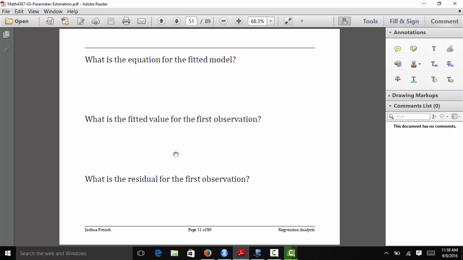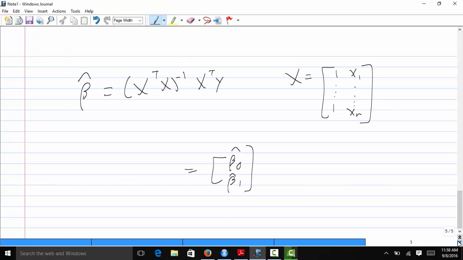Well, I hope that exercise went well and that you felt successful in finding these solutions. But let's just look at the answers together to make sure that we're all on the same page. So the first thing that we want to do is find the fitted model, the equation for the fitted model. As I've said before, we usually just use the notation y hat here. So what's the equation for the fitted model?